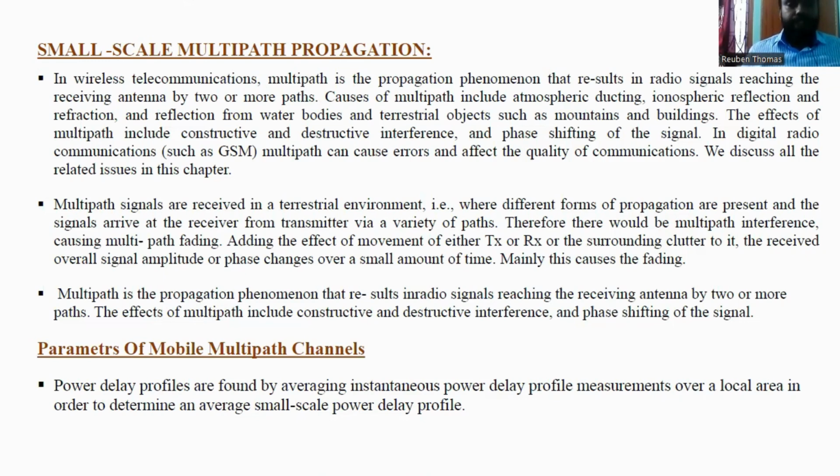The multipath signals are received in a terrestrial environment where different forms of propagation are present, and the signals arrive at the receiver from the transmitter via a variety of paths. Therefore, there would be multipath interference causing multipath fading, adding the effect of movement of either transmitter or receiver and the surrounding clutter to it. The received overall signal amplitude or phase changes over a small amount of time. Mainly, this causes the fading.